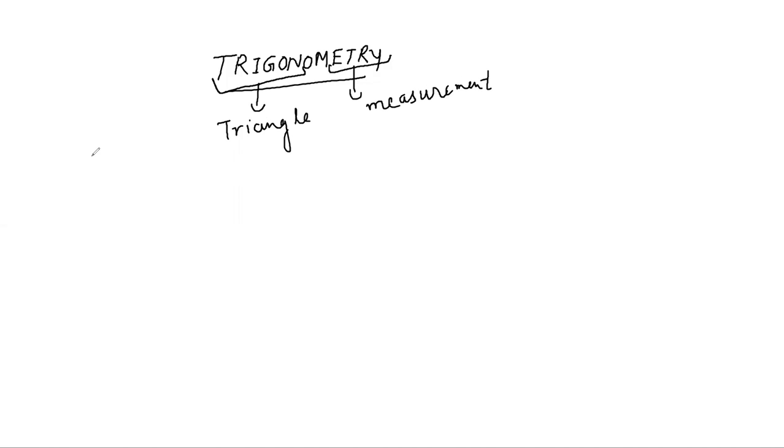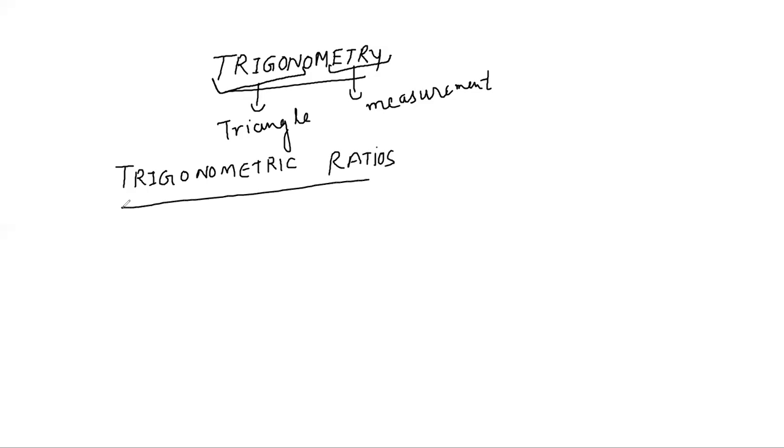So we are starting with the trigonometric ratios. Start with this. This is a right triangle. Suppose this is any angle, we are calling it theta, and this is the base in which this angle is formed. This is the perpendicular, and this one is the hypotenuse.